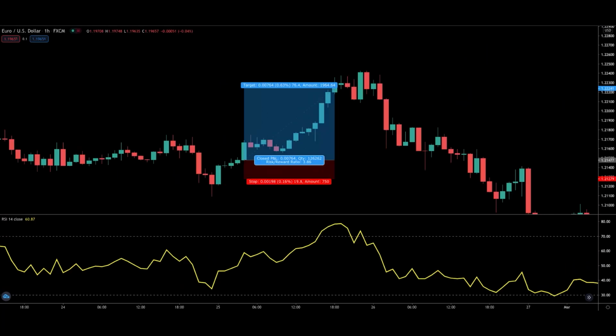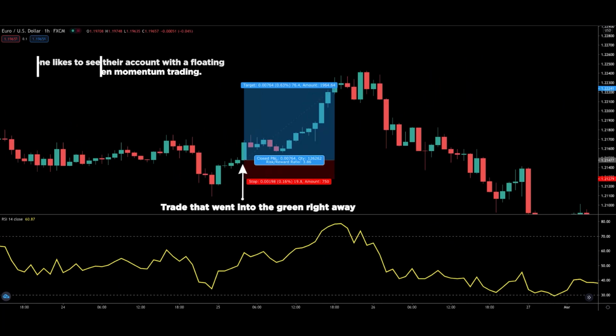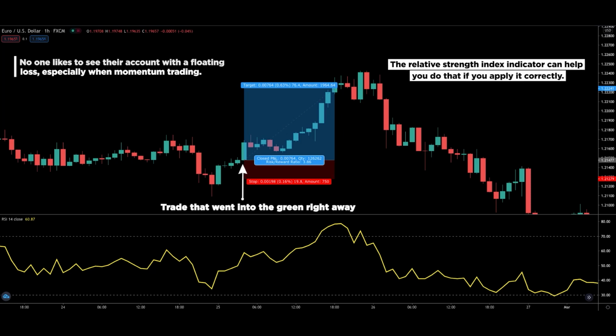It will help you improve your trading entries and hopefully help you take trades that go into green right away. After all, no one likes to see their account with a floating loss, especially when momentum trading. The Relative Strength Index indicator can help you do that if you apply it correctly. In this video, I will give you the Relative Strength Index cheat sheet to improve your trading entries.